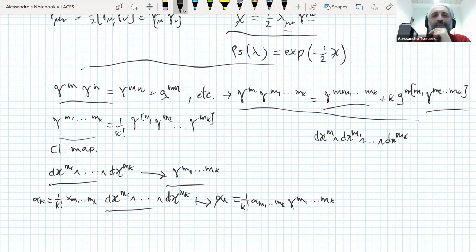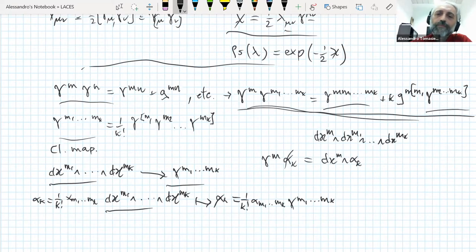So now, there's this slash notation, which is a Feynman notation, but generalized to an arbitrary number of gammas. So imagine you multiply this identity here by 1 over k factorial times alpha m1 through mk. Well, what you get in the end is that this, and this k matches with the definition of contraction we had.